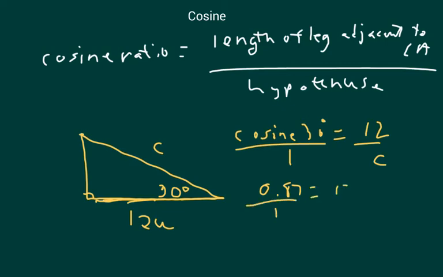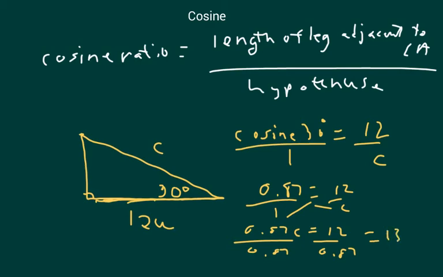That's over 1 equals 12 over C. So we would know that 0.87 C equals 12 when you cross multiply, or 12 times 1. Divide both sides by 0.87, and you would get a value of 13.8 units, which is reasonable if you think about it. The hypotenuse has to be the longest side, and 13.8 is certainly longer than 12, and it's a pretty small angle. So the more acute this angle is, the closer the length of the hypotenuse comes to the length of that adjacent leg.